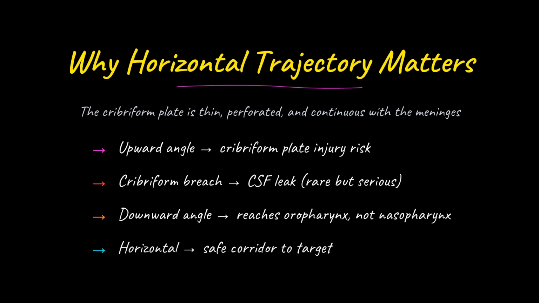Only the horizontal trajectory stays in the safe corridor. In practice, the clinician inspects both nostrils and selects the more patent side. The flocked swab is then advanced horizontally along the floor of the nose until resistance is felt at the posterior nasopharynx, roughly earlobe depth. The swab is rotated for several seconds, then withdrawn and placed into viral transport medium.